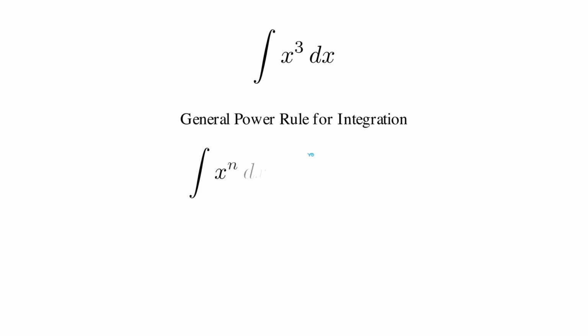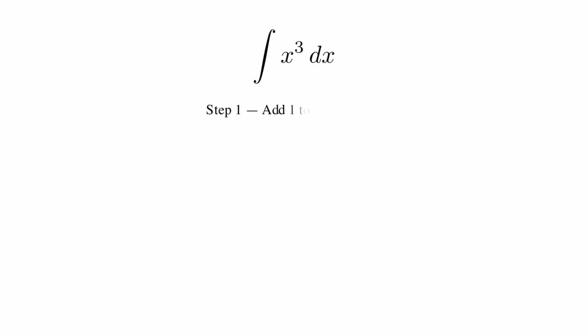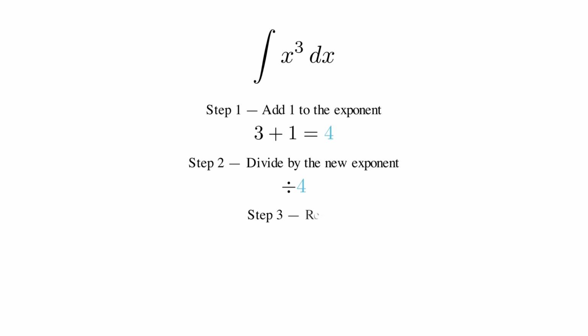We use antiderivatives instead. Power rule for integrals. Add 1 to the exponent, then divide by the new exponent. So the integral of x cubed is x to the 4th over 4. If the integral has no bounds, do not forget the plus c at the end.